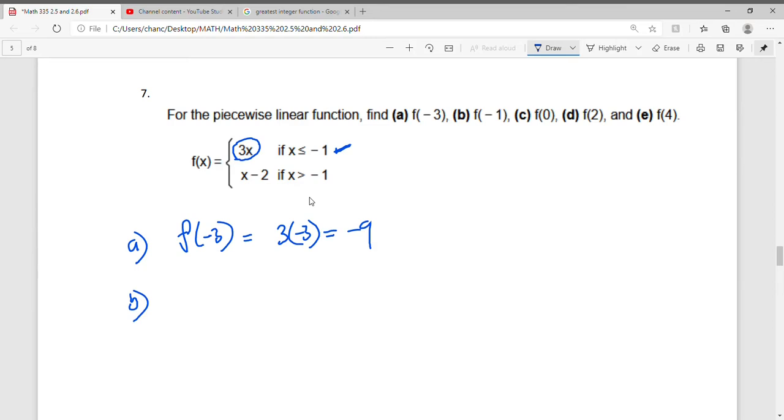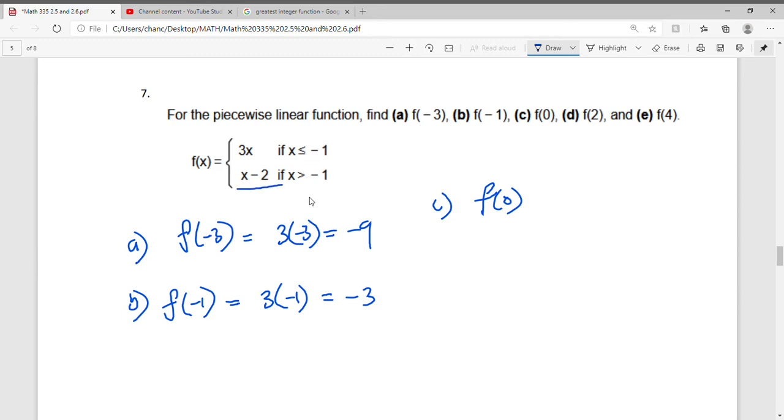For part B, we're looking for f of negative 1. Negative 1 is less than or equal to negative 1, so we're going to use the first category again. We'll use 3x for our function. We'll plug in a negative 1 for x. 3 times negative 1 equals negative 3. Part C, let's find f of 0. We know 0 is greater than negative 1, so we'll have to use this part of our piecewise function. We'll plug in a 0 into x minus 2, and this equals negative 2. F of 0 is equal to negative 2.